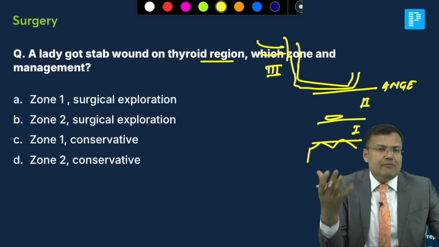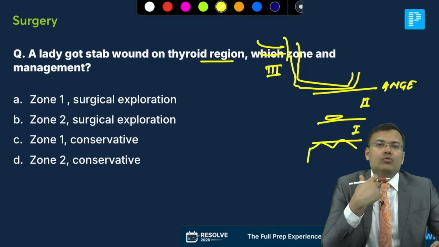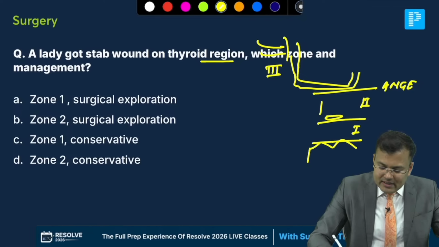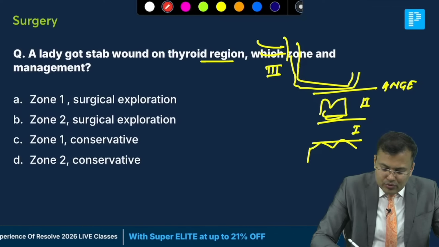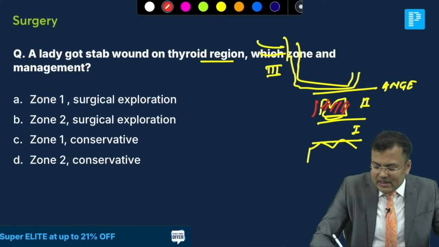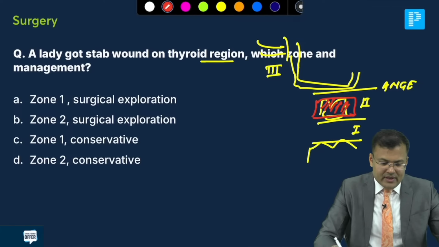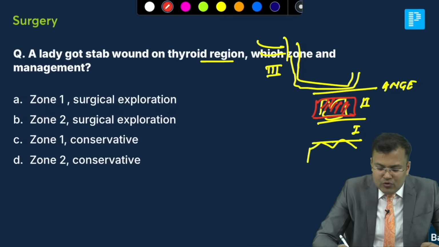Can you tell me which one is widest and most accessible? It is zone 2, and thyroid is located in zone 2. Here you can see thyroid gland, it is located in zone 2, right? So lady got stab wound on thyroid region.